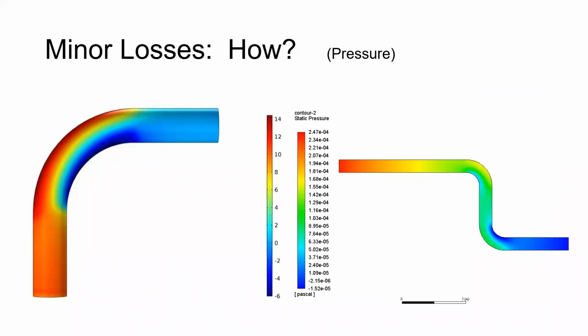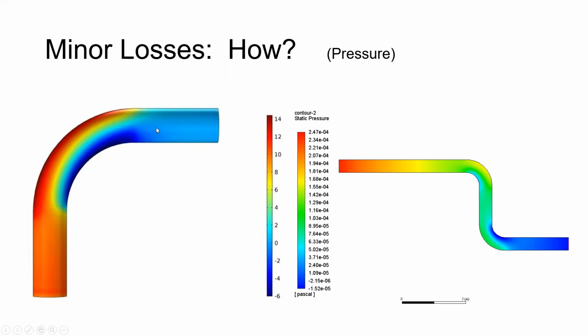This is looking at pressure. So CFD models can model velocities and streamlines. They can also model, using the energy equation, pressure distributions. So here's a high pressure zone on the outside of the bend, a low pressure zone on the inside of the bend. And when you have that gradient of pressure as well, that kind of describes the fact that you're getting energy losses. So higher pressure here, lower pressure here.